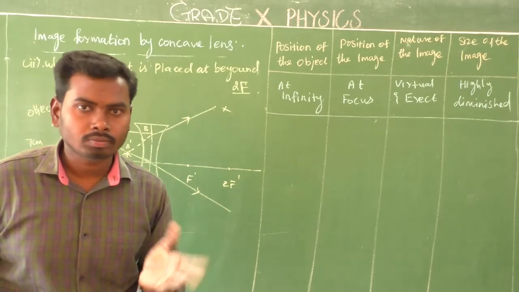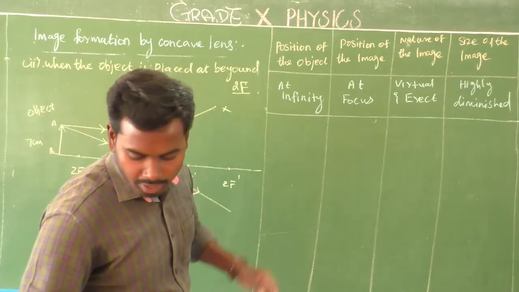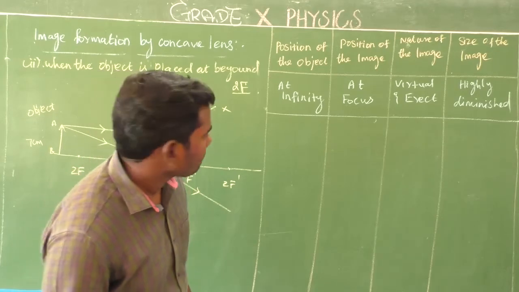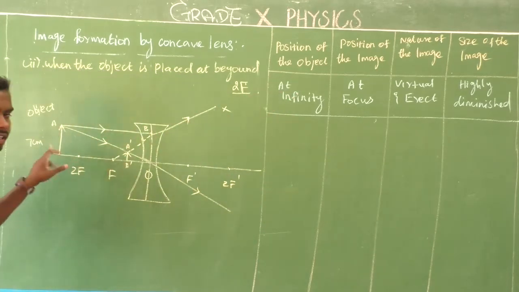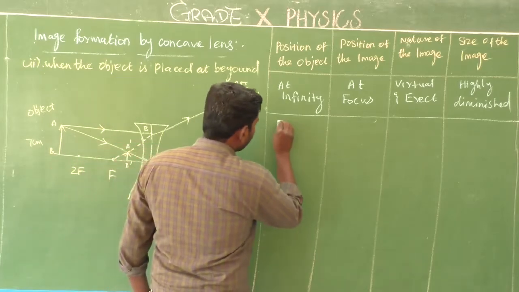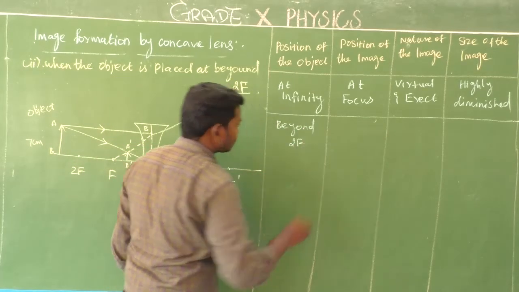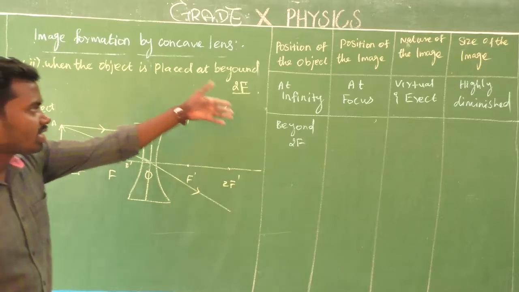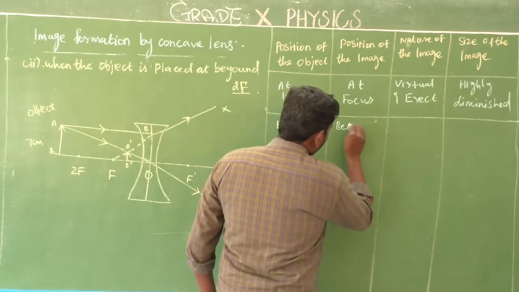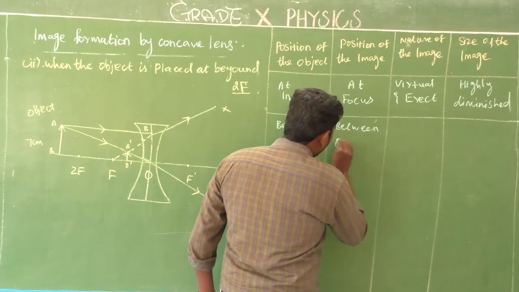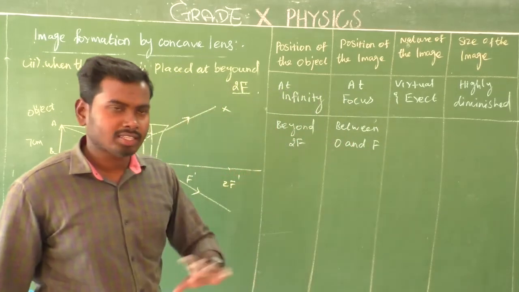Is there any doubt? No? Okay, now fill this tabular column. What is the position of the object? The position of the object is beyond 2F. Then what is the position of the image? Position of the image is between O and F, which means optical center O and focus F.